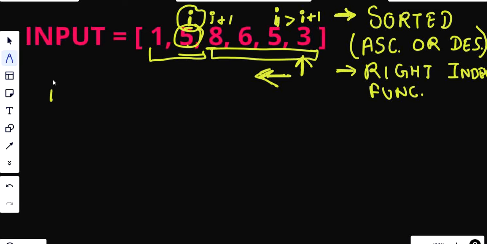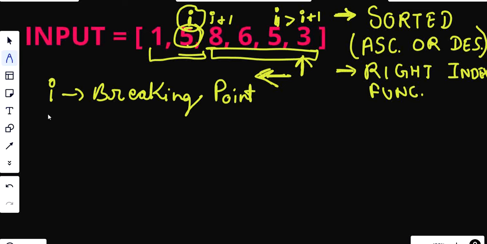So now my I is at the breaking point, and I want to know with which number in the rest of the rightmost index I can replace among these numbers, which will be the next number with which I can achieve my target or obtain my next permutation.